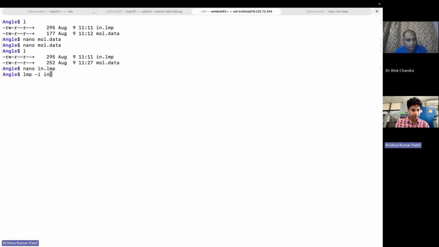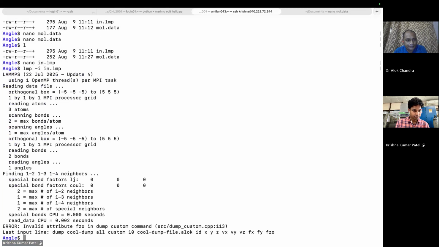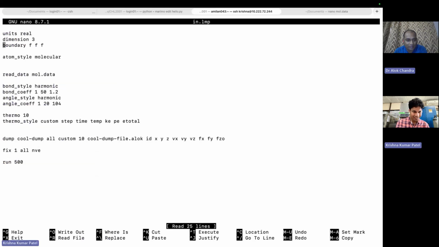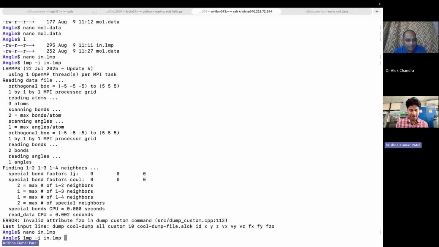We have some problem. It says dump. I think it is coming from the original file. And there is also some problem, I should go and change that. No, it's a good thing actually. These errors will help you understand how to troubleshoot them.